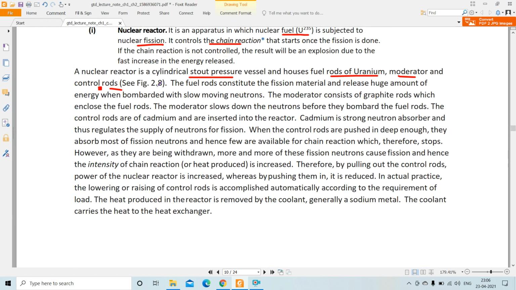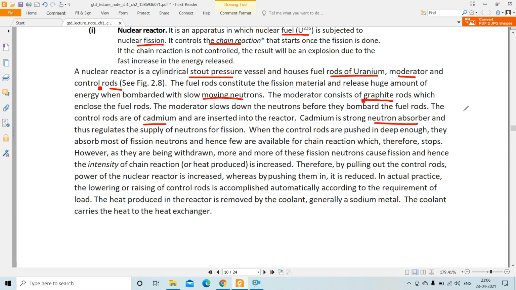The fuel rods constitute the fission material and release a huge amount of energy when bombarded with slow moving neutrons. The moderator consists of graphite rods which enclose the fuel rods. The moderator slows down the neutrons before they bombard the fuel rod. The control rods of cadmium are inserted into the reactor. Cadmium is a strong neutron absorber and thus regulates the supply of neutrons for fission.